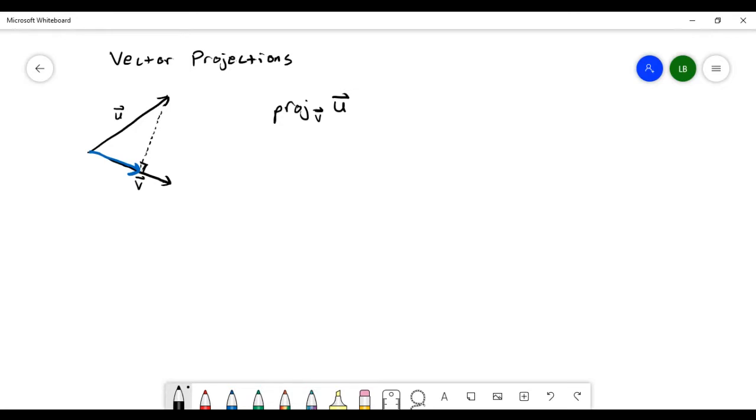The way we find this is first we need to find out how much vector u is going in the same direction as vector v, and then we essentially multiply it by a unit vector going in the same direction as v. The formula you might see frequently is the projection of u onto v is u dot v over the magnitude of v squared, times vector v. And just looking at this, it doesn't really make much sense. So I'm going to break it down a bit more.